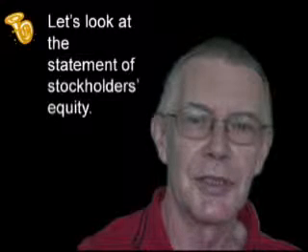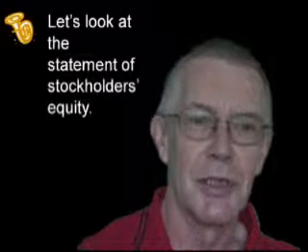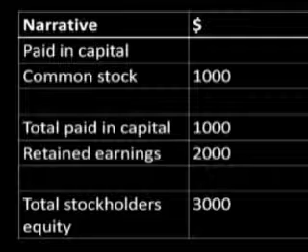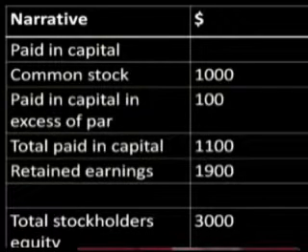Consider what happens to the statement of stockholders' equity. The total of stockholders' equity is $3,000 made up of retained earnings and common stock. Afterwards, the total stockholders' equity remains the same, but there has been a redistribution. We can see the figure for retained earnings has been reduced, whilst there is a new figure to be paid for paid-in capital in excess of par.